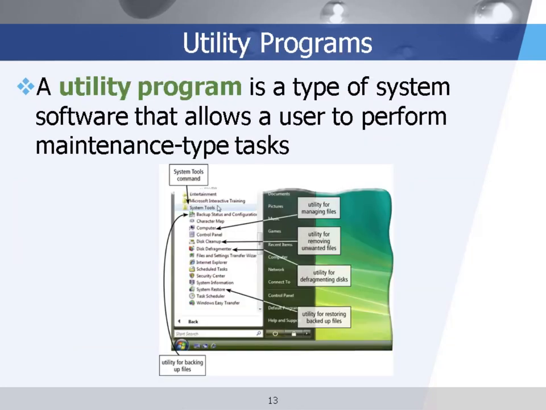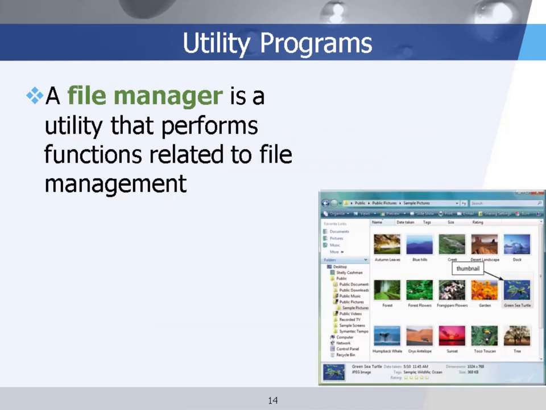Now let's look at some utility programs. A utility program is a type of system software that allows the user to perform maintenance tasks, like managing your hard disk, managing your files, and managing the installation of your programs. The first one is the file manager, and sometimes we call it a file system, and we are going to talk about the file system later.